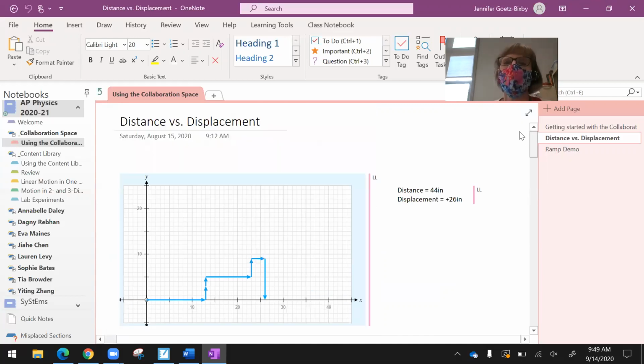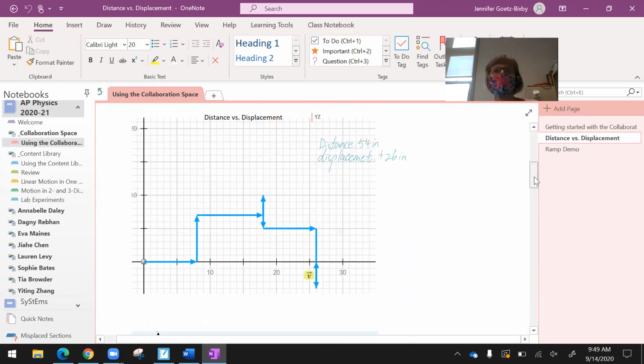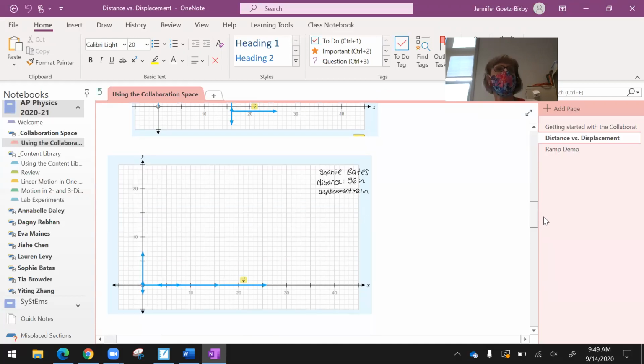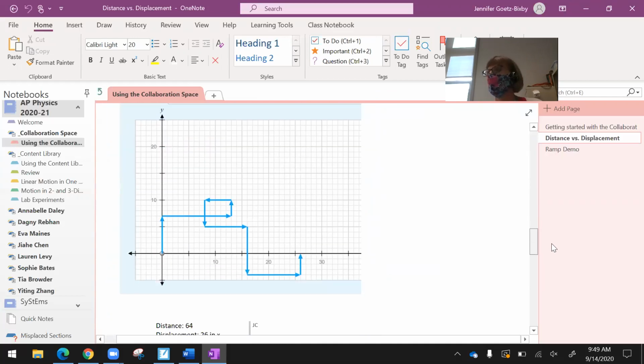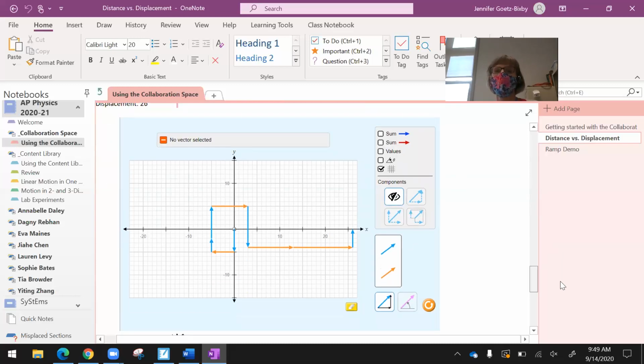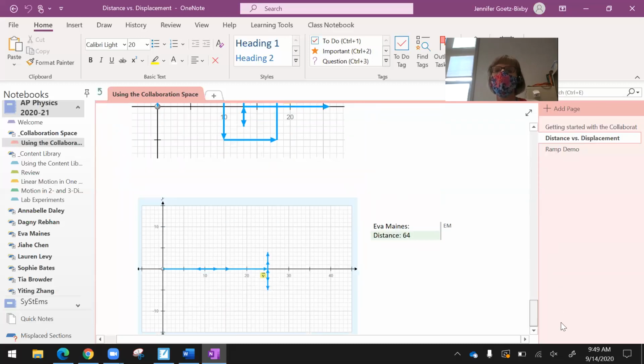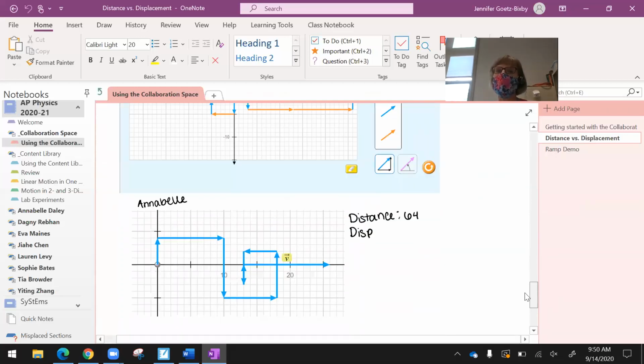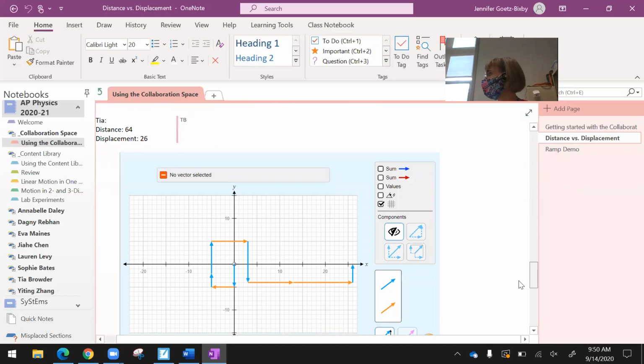Okay. So while Annabelle works on that, what do you notice here about all of these graphs as we look at them? You must notice something. Okay, so Fiona says that the displacement is the same, but the distance is different. So remember, the distance is the path that you're actually moving. So you can see how these are all different paths. I worked very hard to make them all different paths.